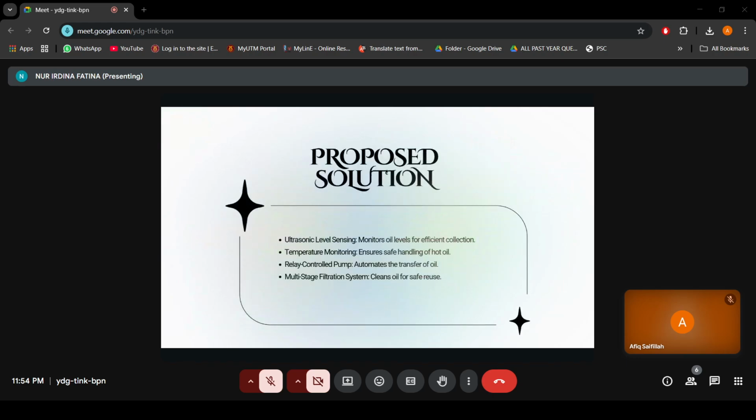So our proposed solution consists of these four main items. First is ultrasonic level sensing, where we monitor oil levels for efficient collection. Second is temperature monitoring, where it ensures safe handling of hot oil. Third is relay controlled pump, where we automate the transfer of oil. And fourth is the multi-stage filtration system, where it cleanses oil for safe reuse.